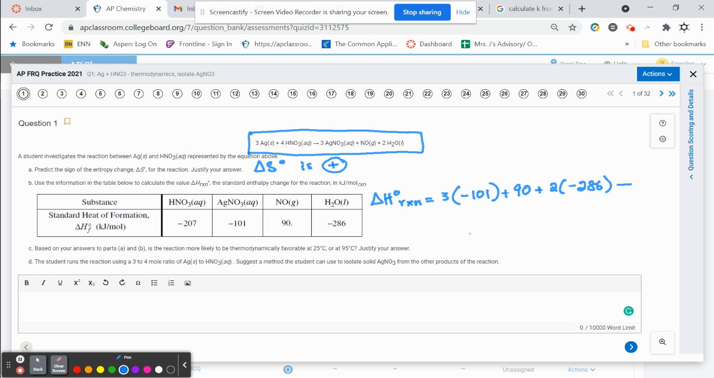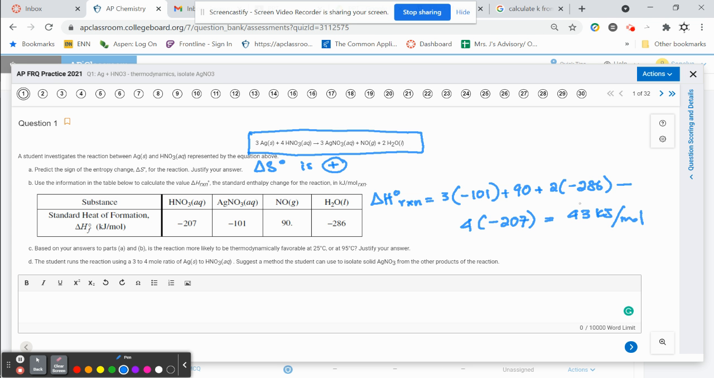Now silver, there is no number given for silver, but that is okay because silver solid is in its standard state, and elements in their standard states have a delta H formation of 0. Okay, so you don't need silver. All you have to do is do 4 times the negative 207, and that should give you 43 kilojoules per mole for this reaction. Okay, make sure to include units in your answer because that's super important.